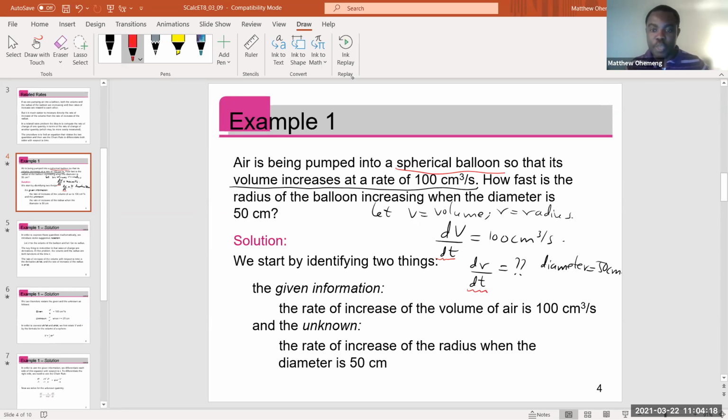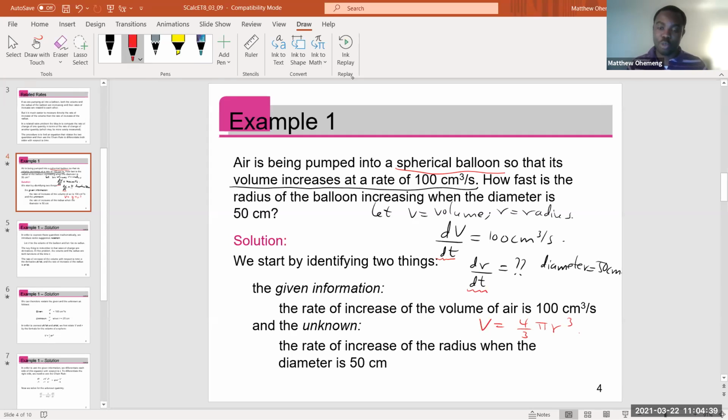So the go-to will be to try and find the volume of a sphere in terms of radius. The volume of a sphere is given by V equals 4 over 3 pi r cubed. That's the volume of a sphere. Now you see that with this equation, I have the volume in there and I have the radius.